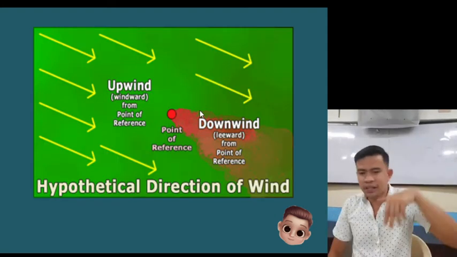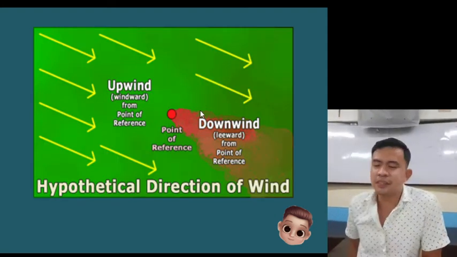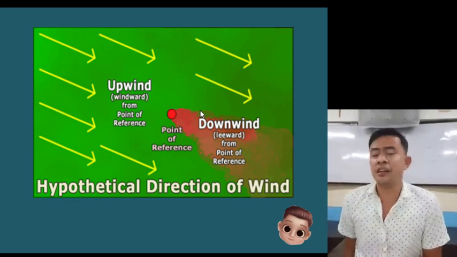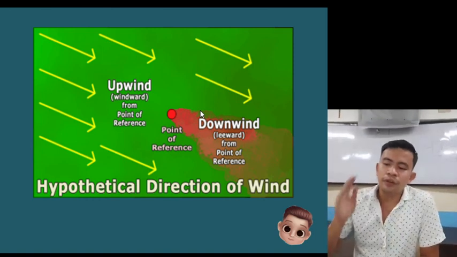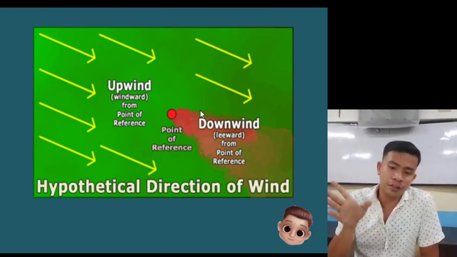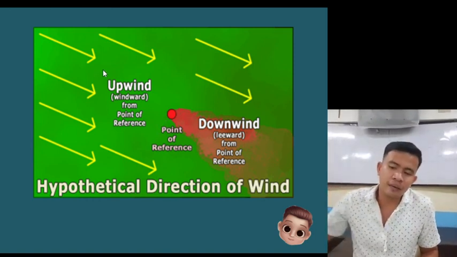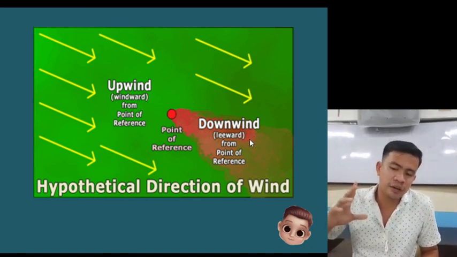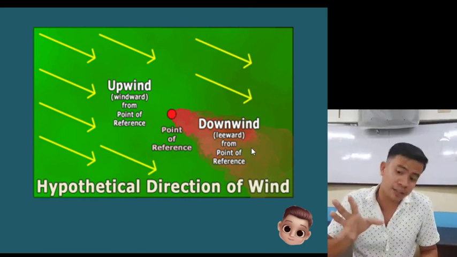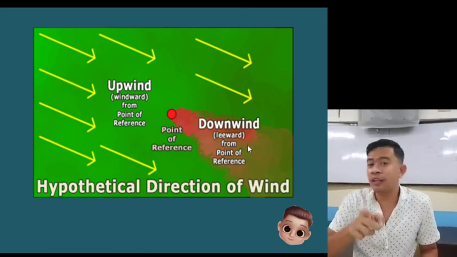Okay, parang ganito din ang illustration natin. Merong upwind at merong downwind. No? Hypothetical direction of the wind. Sa upwind natin, the windward from the reference point. You have the reference point here, that is the red one. And then the upwind is the one that nandito sa windward side, and then the downwind is on the leeward side. Okay? Okay na tayo?